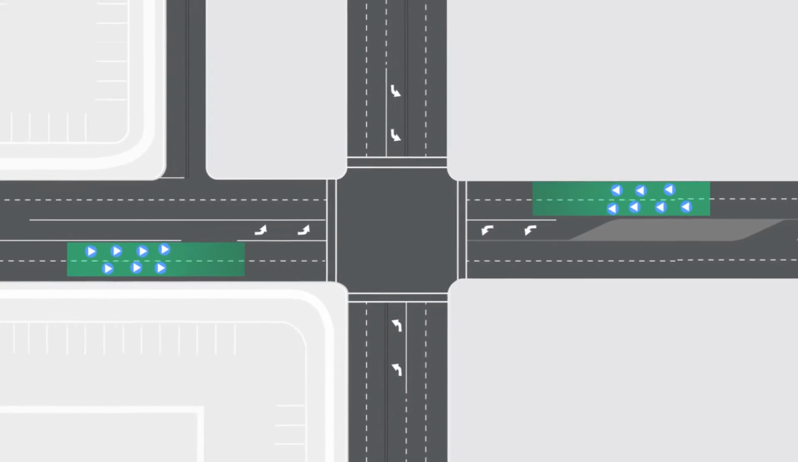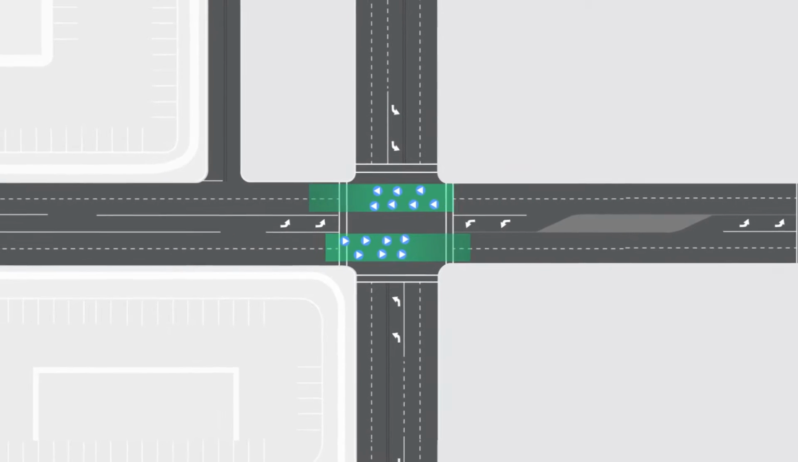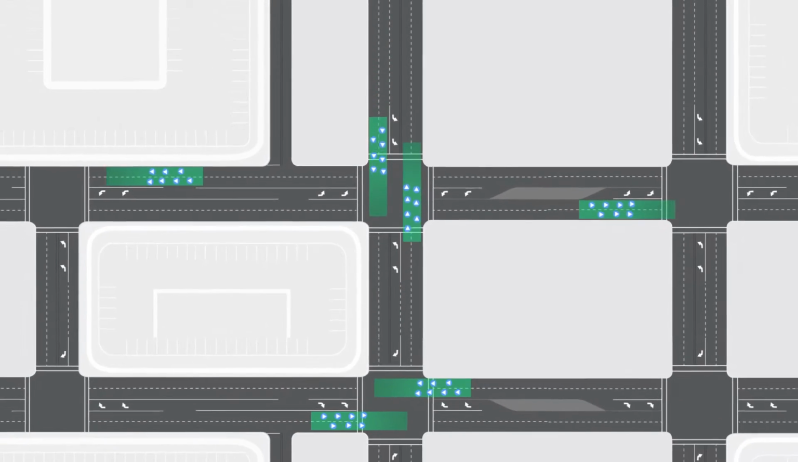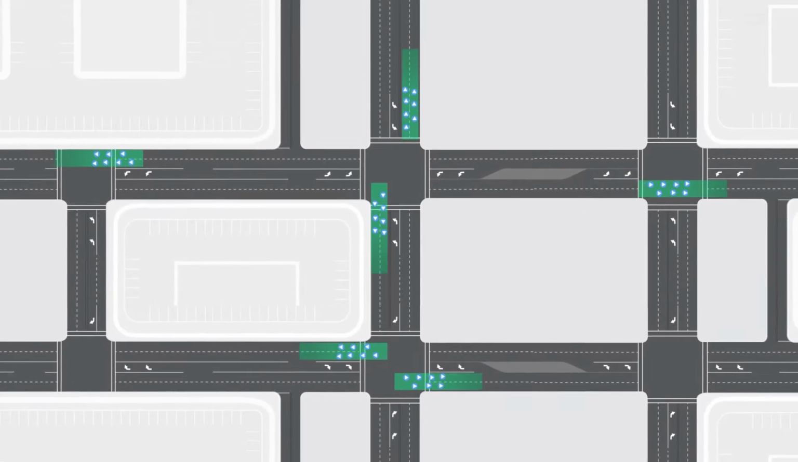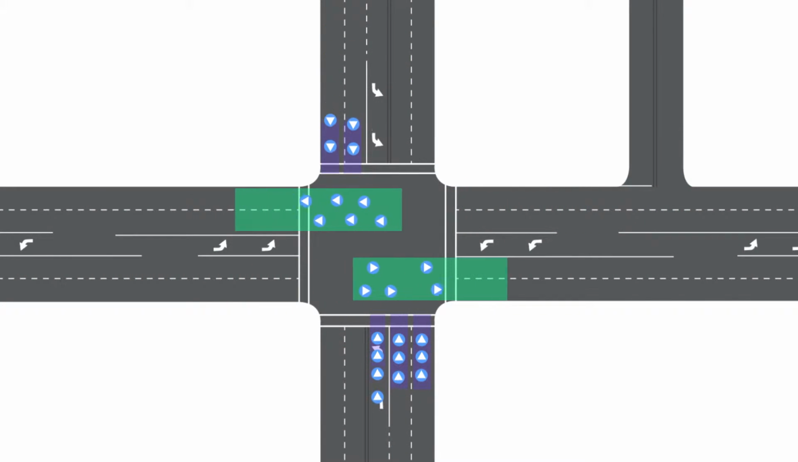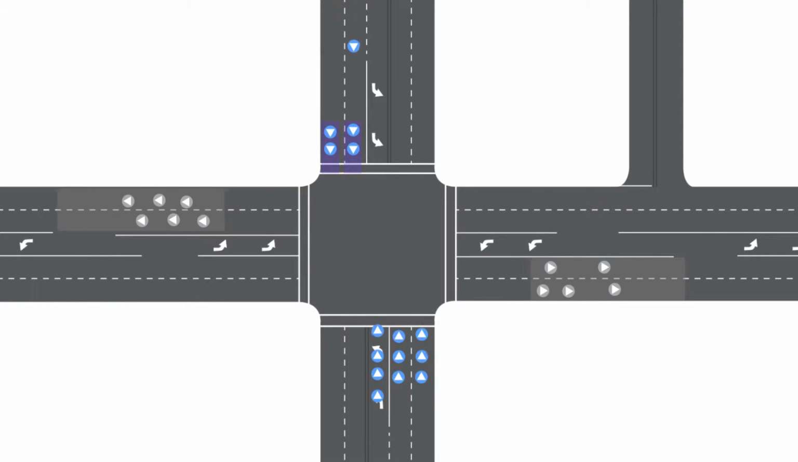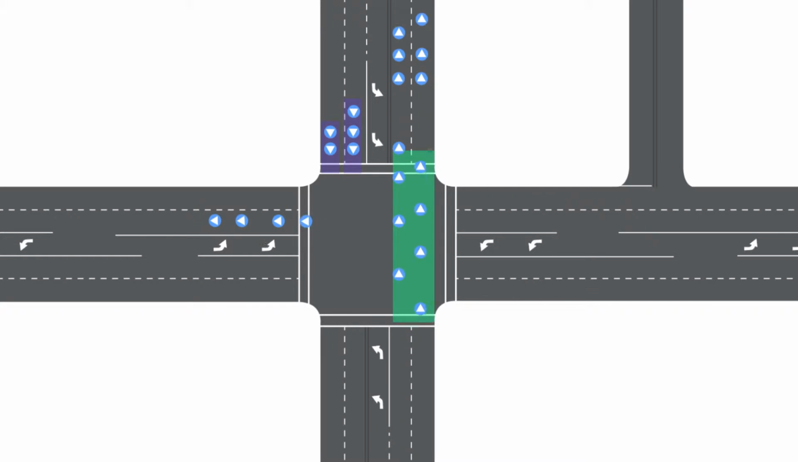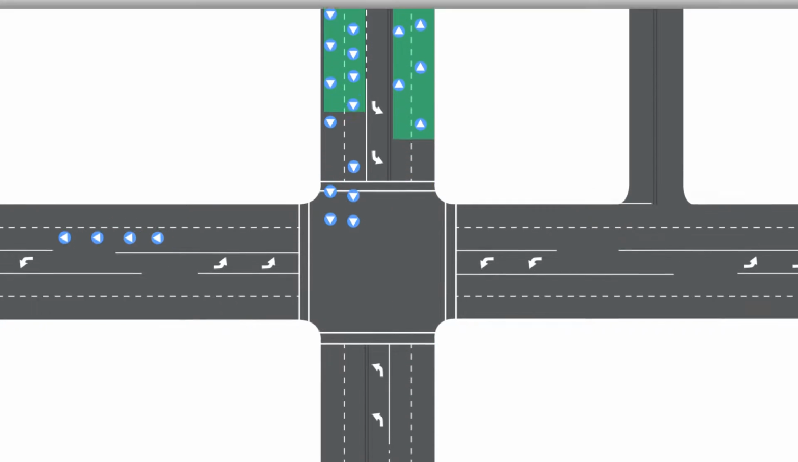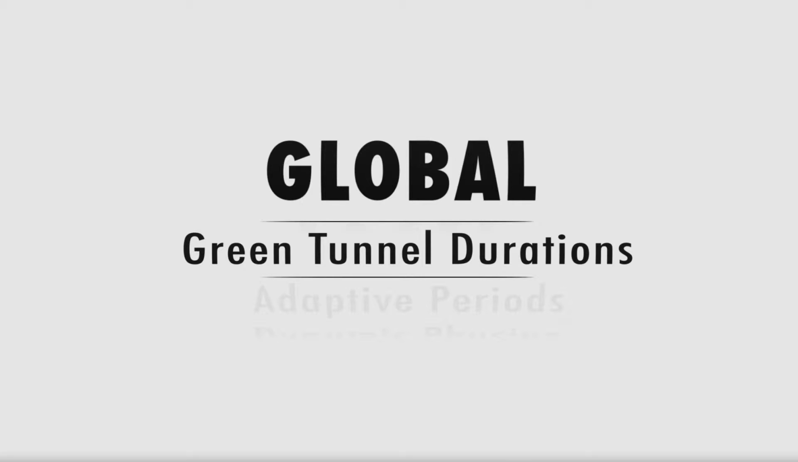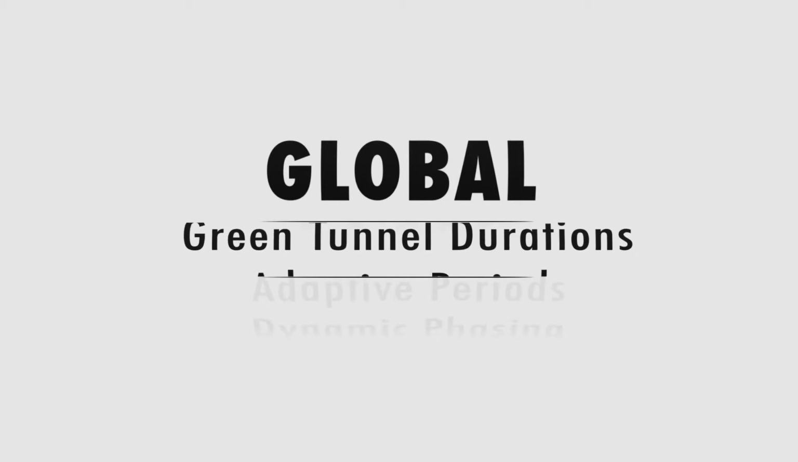InSync's global optimizer ensures cars driving through an InSync network of intersections experience as few stops as possible by creating coordinated green tunnels. At each intersection in between green tunnels, InSync turns its attention to efficiently serve all secondary movements by attending to the local optimizer. InSync adapts to traffic on a global level by optimizing green tunnel durations and adaptive periods.